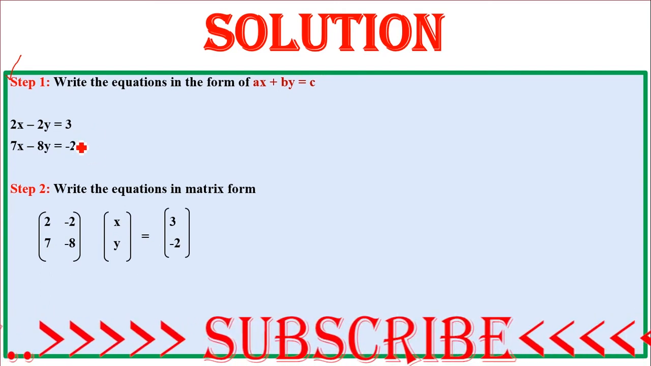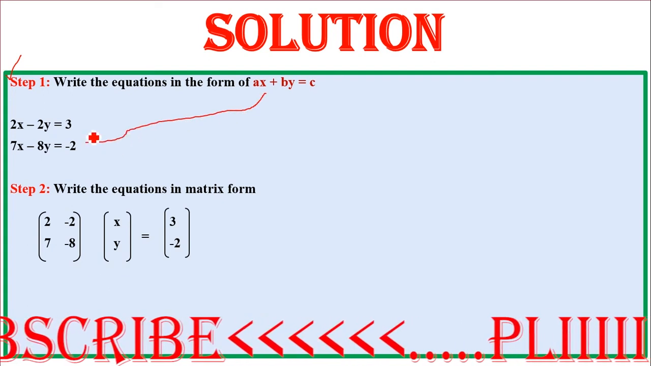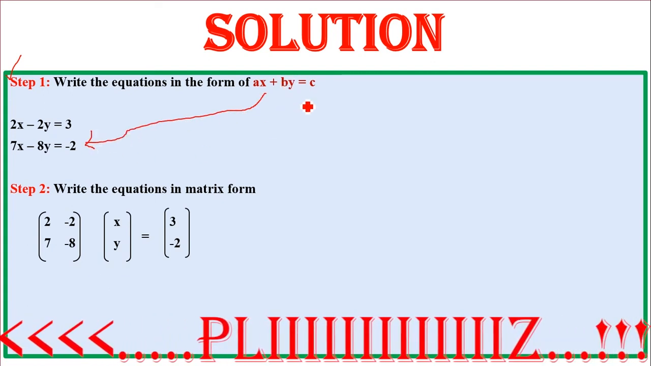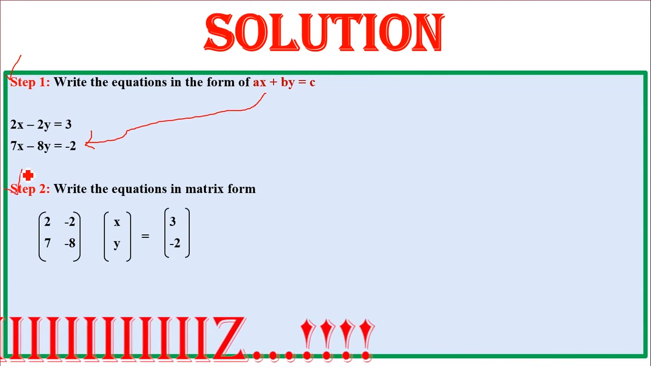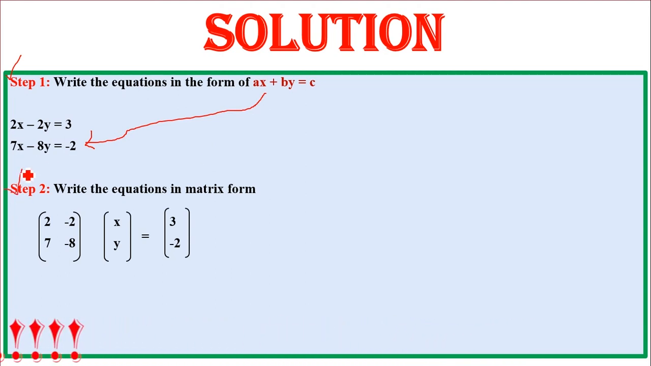Now that you have the two equations organized in the order of ax plus by equals c, you can move to step 2, where I'm going to write the equations in matrix form. For you to write the equations in matrix form, you take the coefficients of the variables, x and y, to make a matrix. The coefficient of x here is 2, so you bring the 2 there. The coefficient of y here is negative 2, you bring it here.